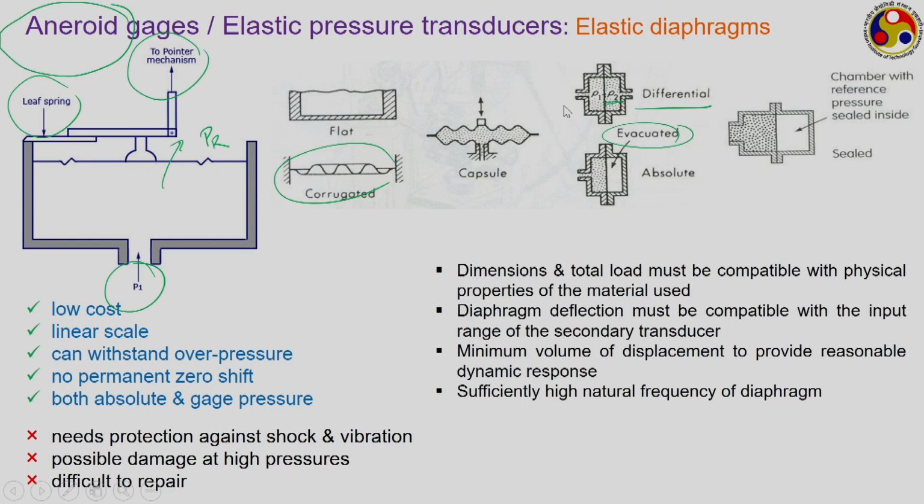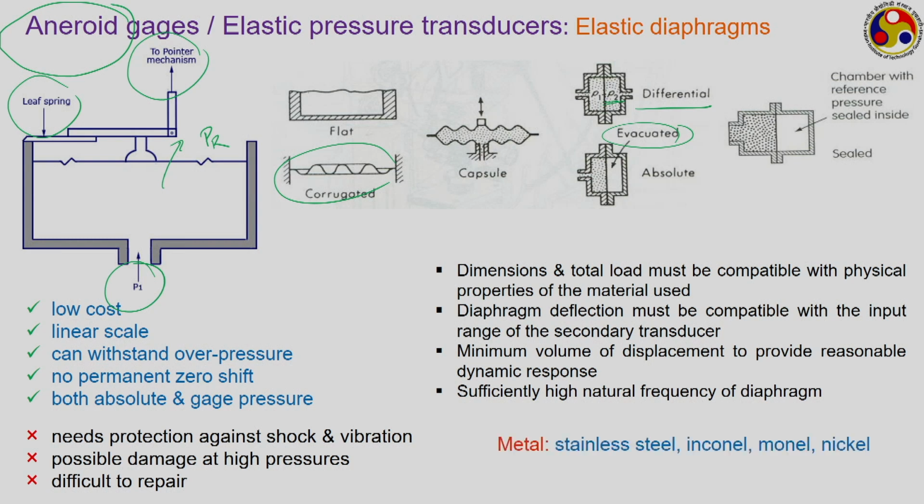So while designing such kind of elastic diaphragm based pressure transducers, we have to be careful about these factors. The dimensions and total load must be compatible with the physical properties of the material that you are using. Material means I refer to the diaphragm material. Diaphragm deflection must also be compatible with the input to the secondary transducer which you are using to sense the deflection. The volume of displacement should be minimum, so that we can have reasonable dynamic response and sufficiently high natural frequency of the diaphragm, again to give a good dynamic response.